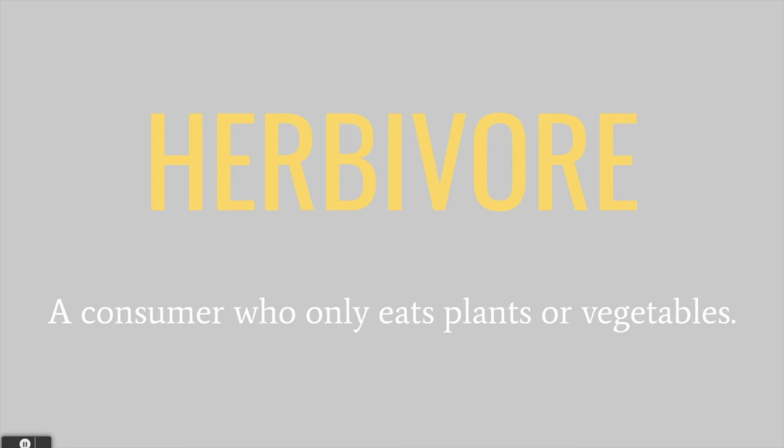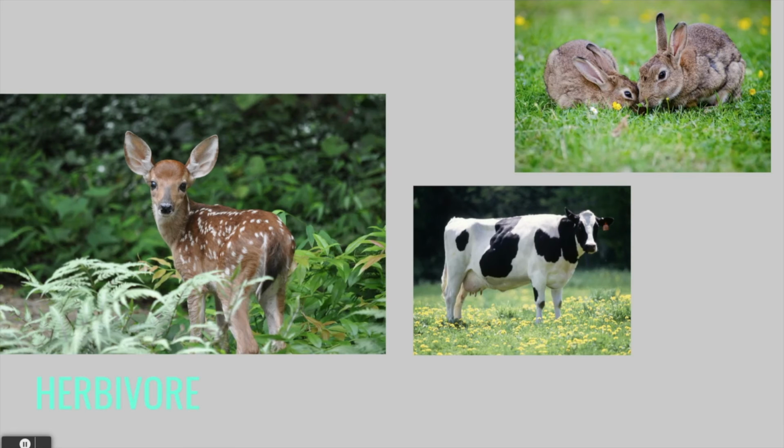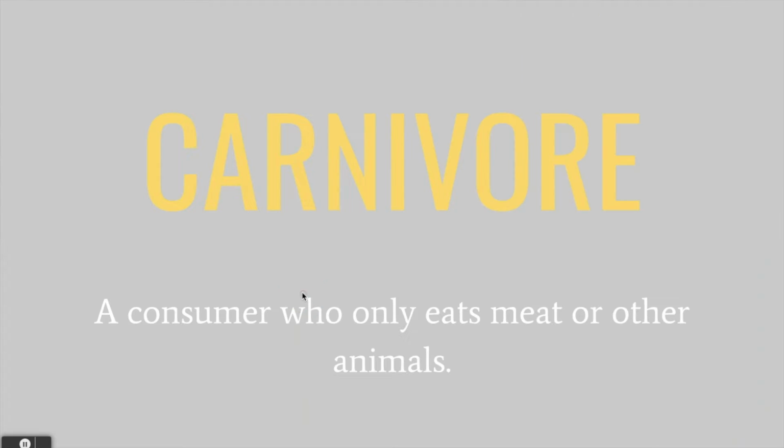Their diet mainly consists of maybe eating small trees or different vegetables. Herbivores only eat plants, like deer, rabbits, and cows. Their diet mainly consists of eating grass or other small plant particles. Herbivores do not like to eat other animals. They only eat plants. Now, carnivores are those consumers who eat meat or other types of animals.